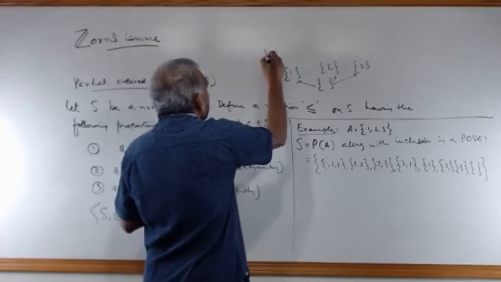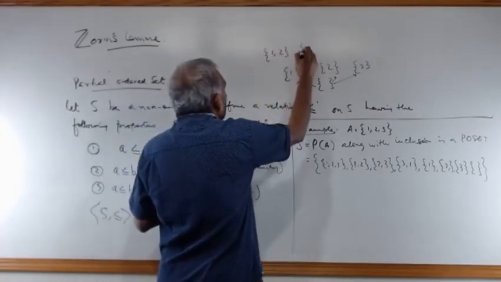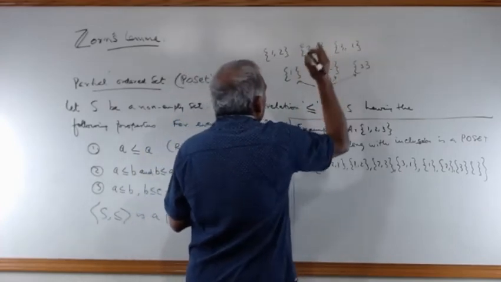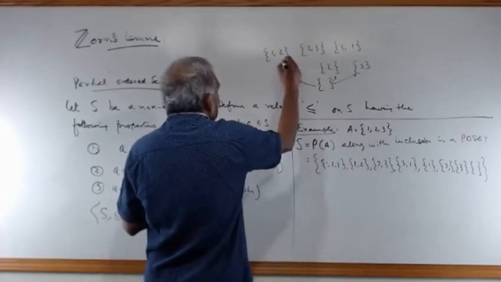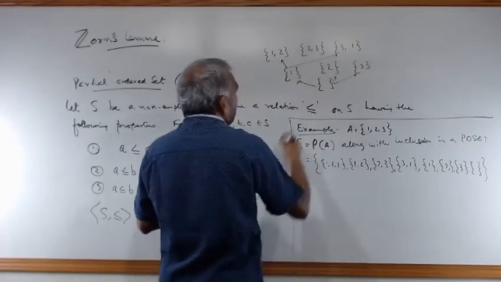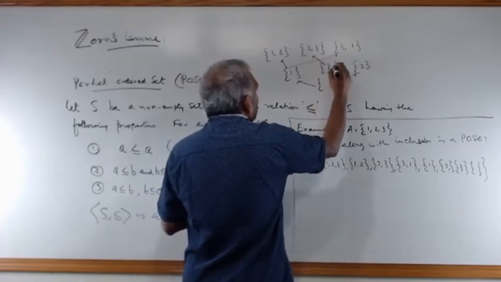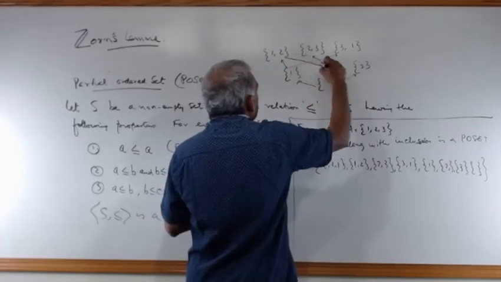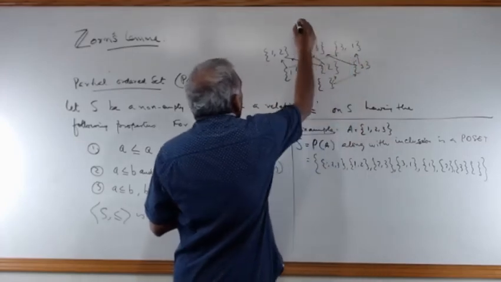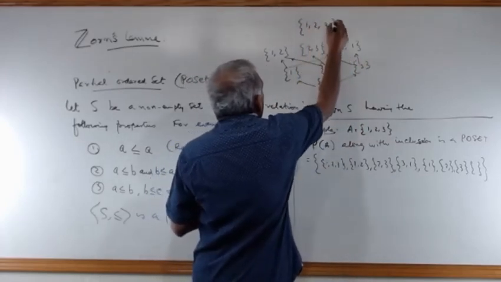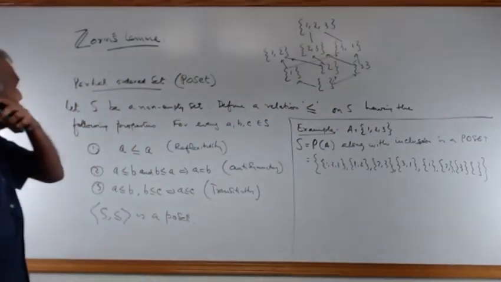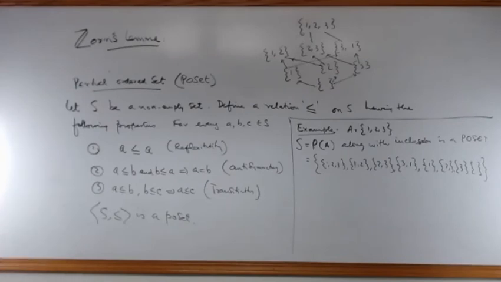Then you have {1,2}, {2,3}, {3,1}. This is a subset of here, and this is also a subset of this. This is a subset of here, and this is also a subset of this, and this, and this. And you have {1,2,3}. So all are subsets of this. So this is a Hasse diagram.